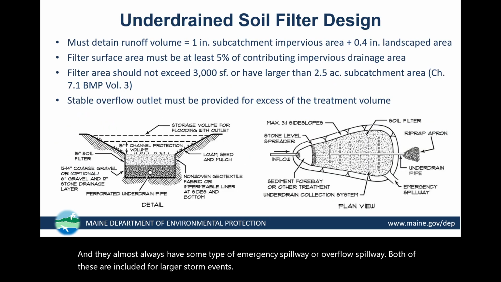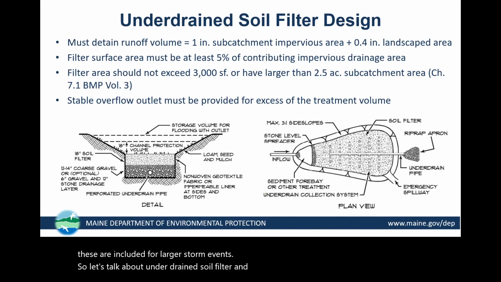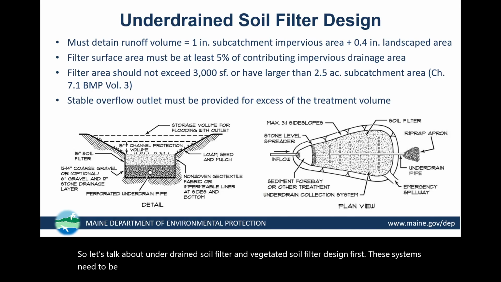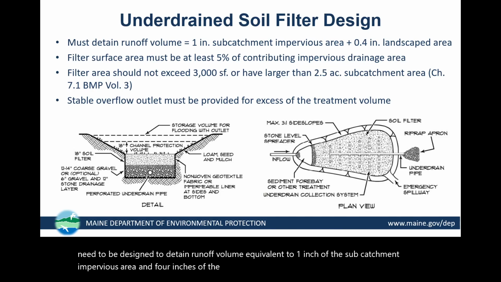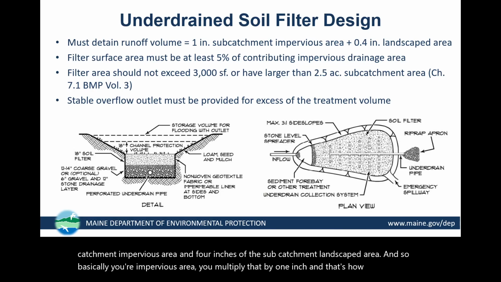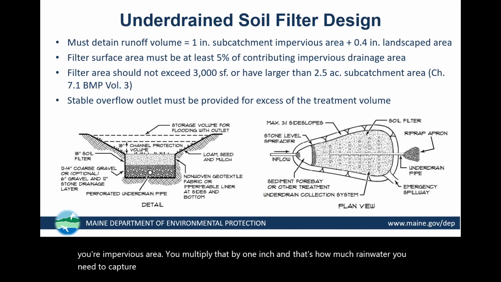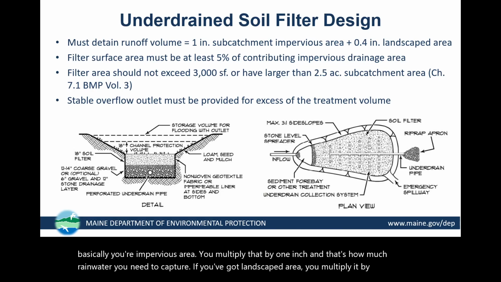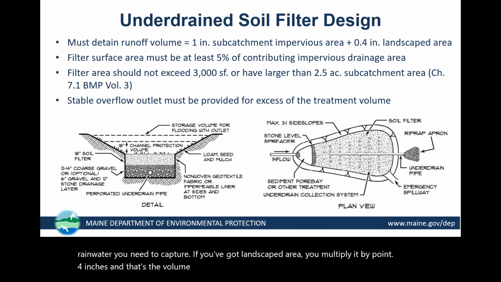So let's talk about underdrain soil filter and vegetated soil filter design. First, these systems need to be designed to detain runoff volume equivalent to 1 inch of the subcatchment impervious area and 0.4 inches of the subcatchment landscaped area. And so basically, your impervious area, you multiply that by 1 inch, and that's how much rainwater you need to capture. If you've got landscaped area, you multiply it by 0.4 inches, and that's the volume of stormwater runoff you need to capture from those areas.